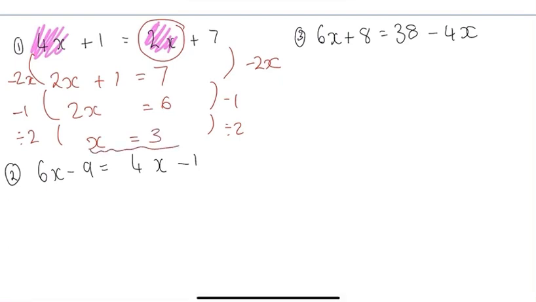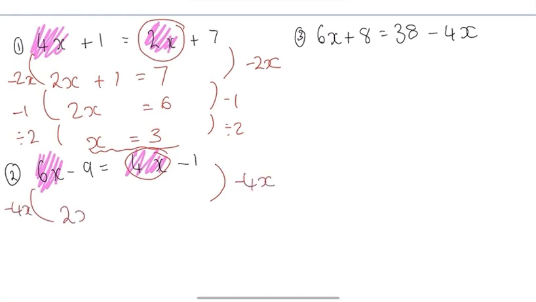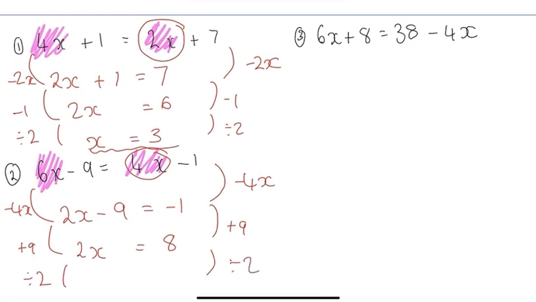For this second one, exactly the same. Highlighting those values of x, determining which one's smaller, which would be our 4, and getting rid of it from both sides. So taking that 4x away because it is a positive 4x, so that's the opposite. Now solving my two-step equation by getting rid of that negative 9 by adding it onto both sides. And last step, getting rid of that 2 by dividing both sides by 2. So I get x equals 4.